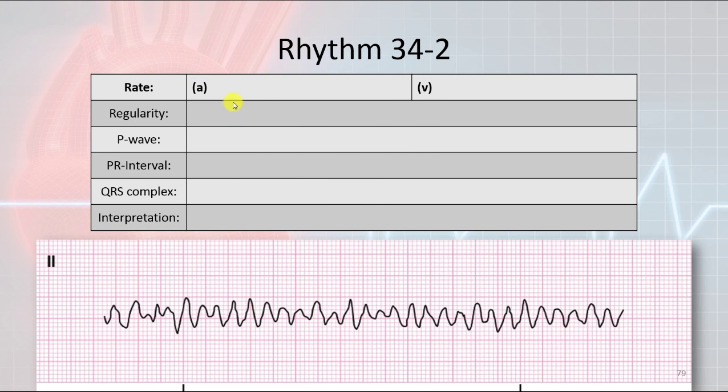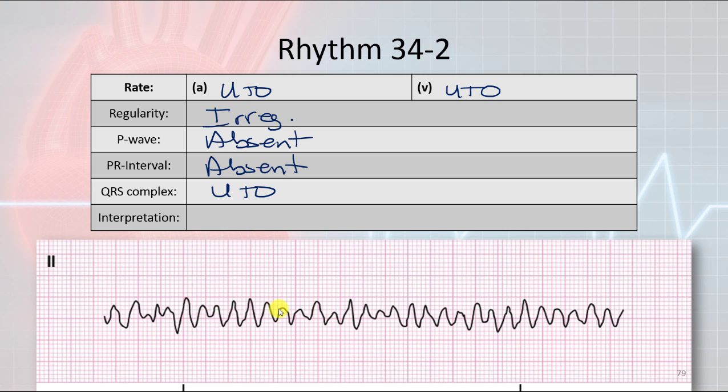Here would be another one where the atrial rate is unable to obtain. The ventricular rate, unable to obtain. Regularity is going to be irregular. P wave is absent. PR interval is absent. QRS complex is unable to obtain. This would also be an interpretation. If you just put VFib, you would be fine, but you could also put coarse VFib.